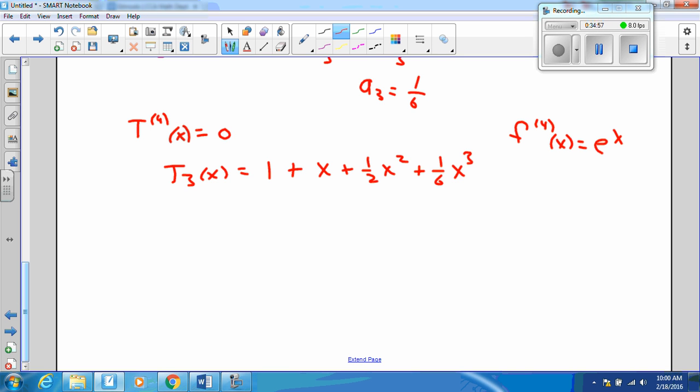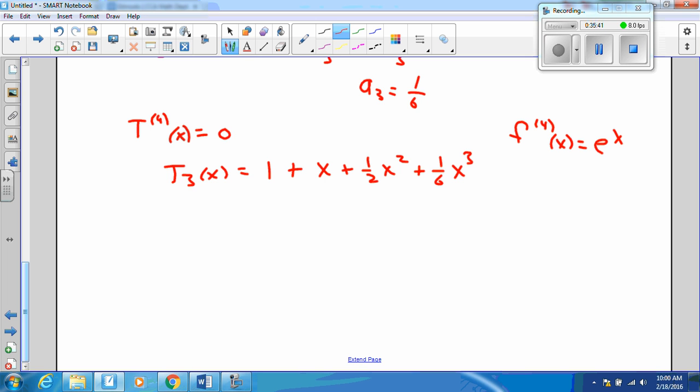How do we check ourselves? There's two ways to check. One way to check, the formal way, is to make sure that our polynomial meets the best estimate criteria for each of its derivatives. So I would check that t3 of 0 is equal to f of 0, which is 1, check. I would check that t3 prime, which is equal to 1 plus x plus 1/2 x squared, when I evaluate at 0, I get f prime of 0, check. t3 double prime is equal to 1 plus x, and so that's correct. And t3 triple prime is equal to 1, and so that matches the derivative. So you can check it formally like that.